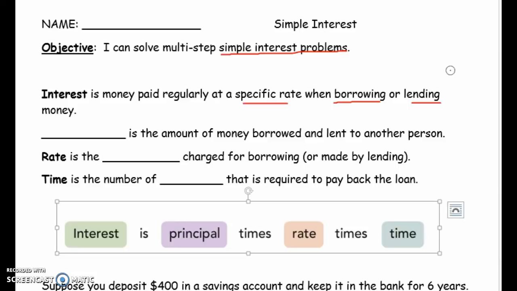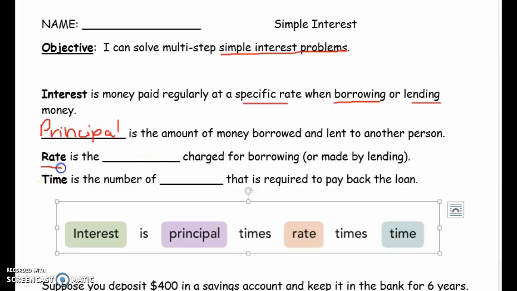Likewise, if I put my money in the bank, they may pay me a little bit of interest for letting me keep the money in there so that they can use it to lend to someone else. It's how it works. So this is the amount of money borrowed or lent to another person. I want you to remember every time we talk about this, for today or in the future, it's always called principal. So if I borrow $20,000 for a new car, that's my principal.